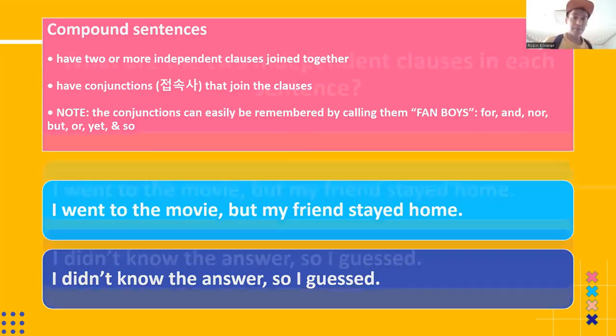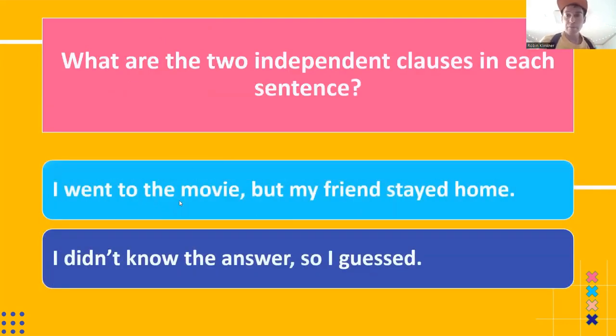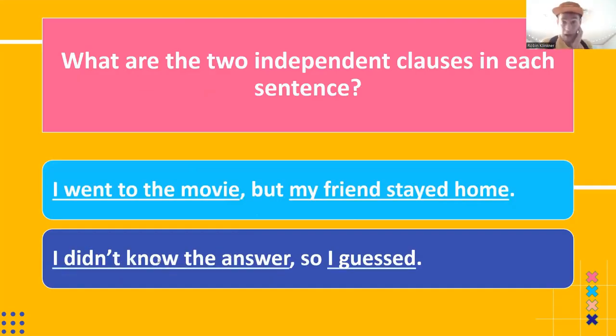So take a look here. What are the 2 independent clauses in the top sentence? 2 independent clauses, the 2 complete thoughts. I went to the movie and my friend stayed home. Down here, I didn't know the answer. I guessed. So every underlined part is an independent clause. What is an independent clause? It is a complete thought that has a subject and a verb.